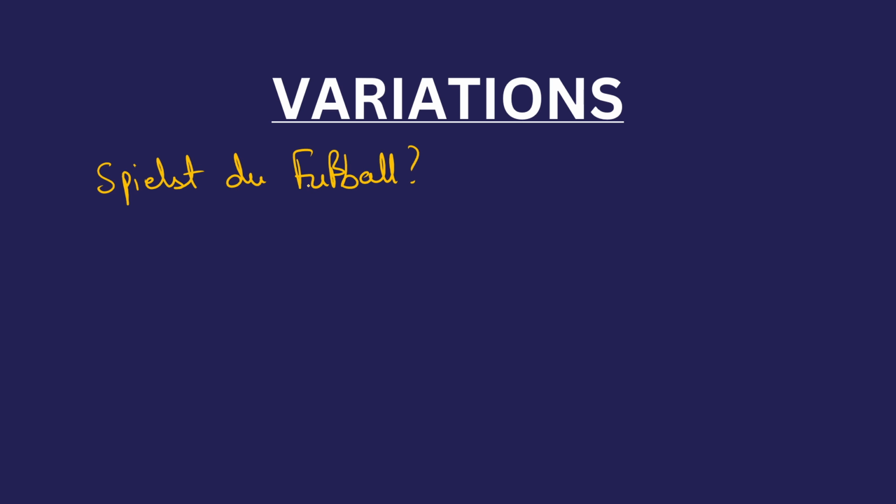Now there could be variations. There could be variations when you are asking questions. In questions, the verb often comes before the subject. Let's look at an example. Spielst du Fußball? Do you play football? Notice how the verb spielst has taken the first position and comes before the subject, du.